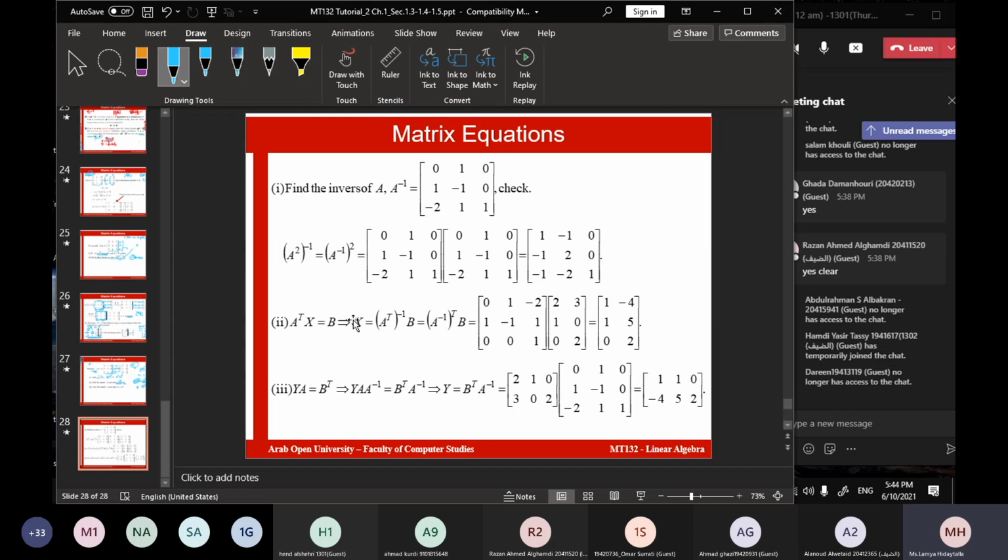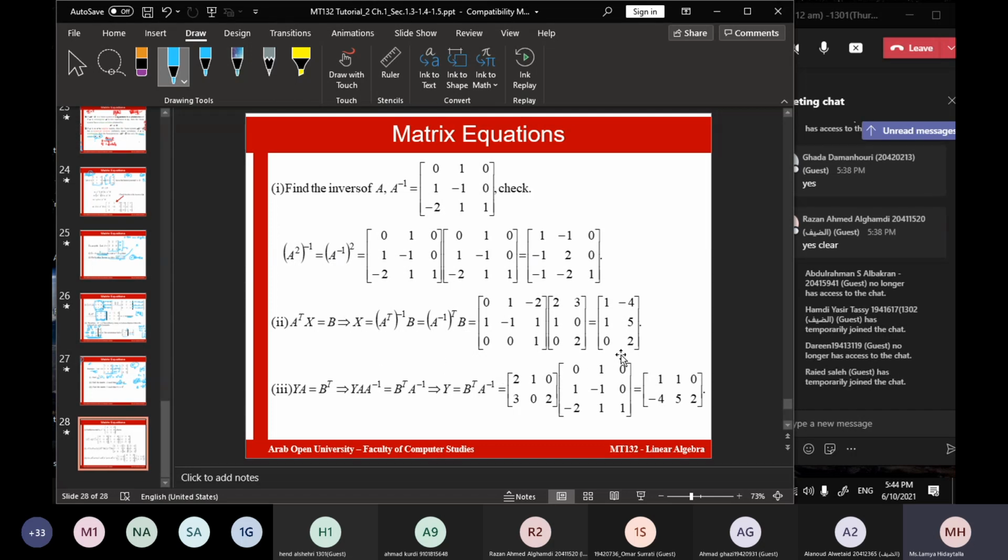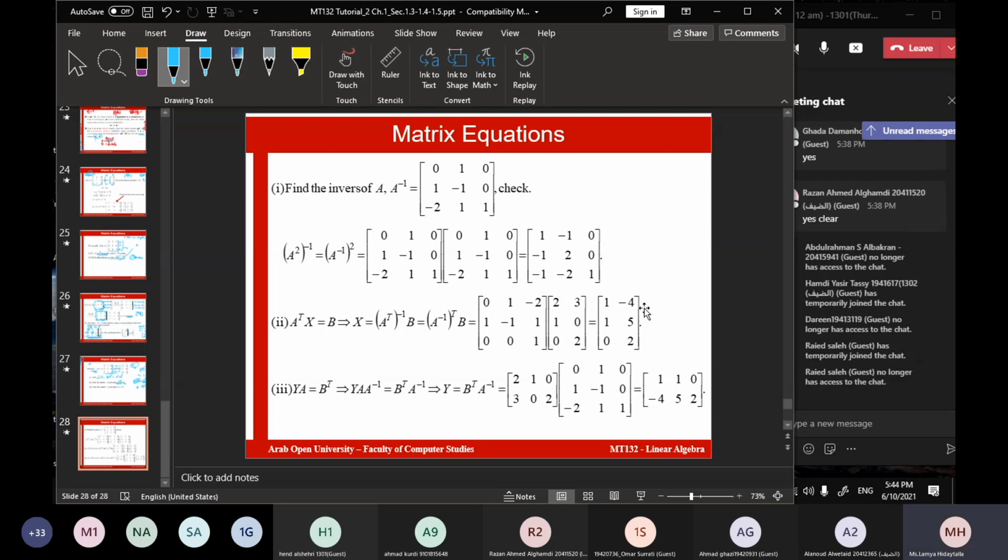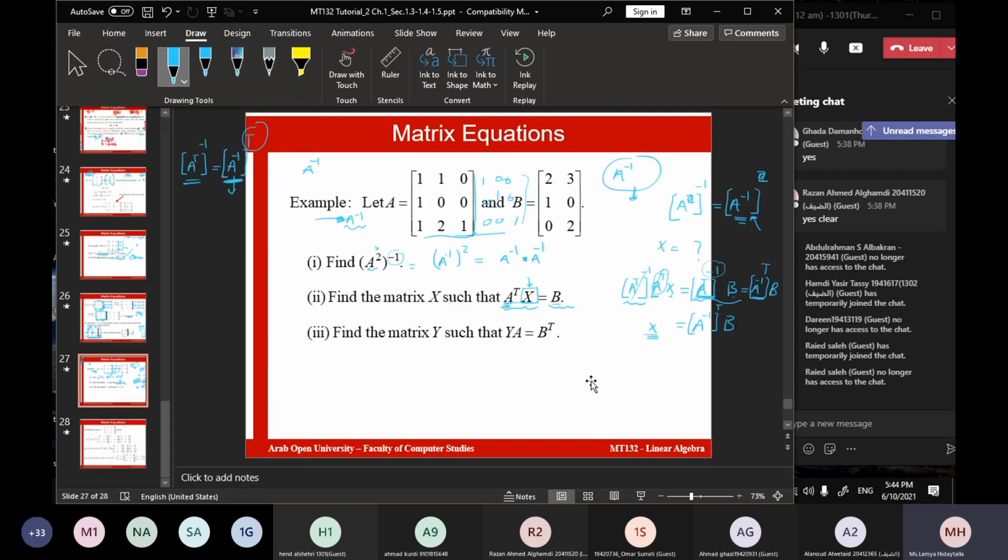So the matrix X is which matrix? It is this matrix. You got it? It has 1 minus 4 in the first row and so on. Okay, go ahead with the last part.